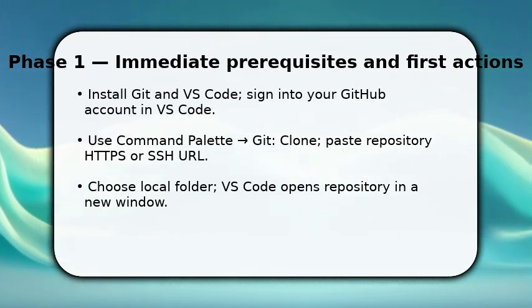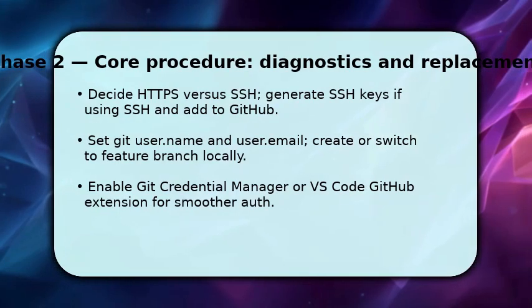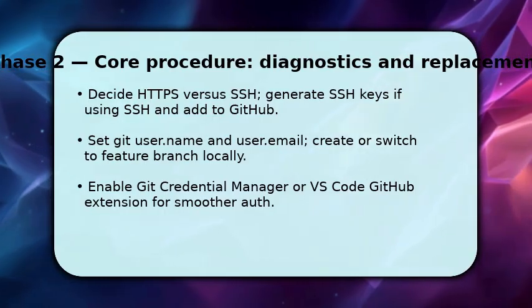Once cloned, configure identity and authentication so commits attribute correctly. Run git config user.name and user.email, or use VS Code settings.